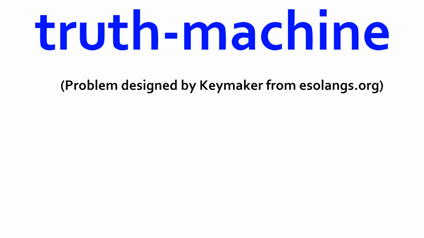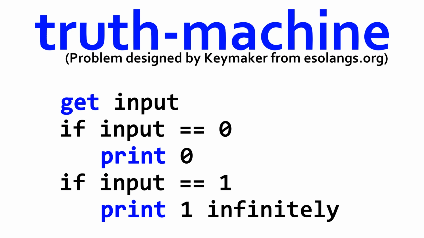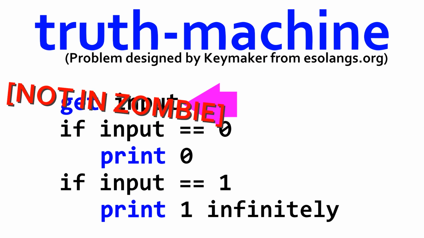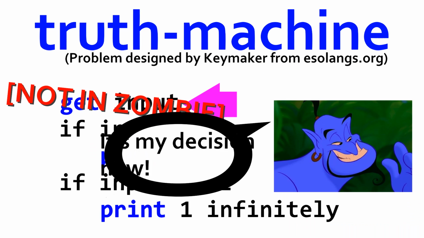Now let's do a truth machine program. Pause if you don't know what that is to read the description now. Now, the description of the truth machine clearly states that it requires the user to input something. Well, guess what? Zombie doesn't include that feature. Luckily though, we can summon a genie to generate the number for us.